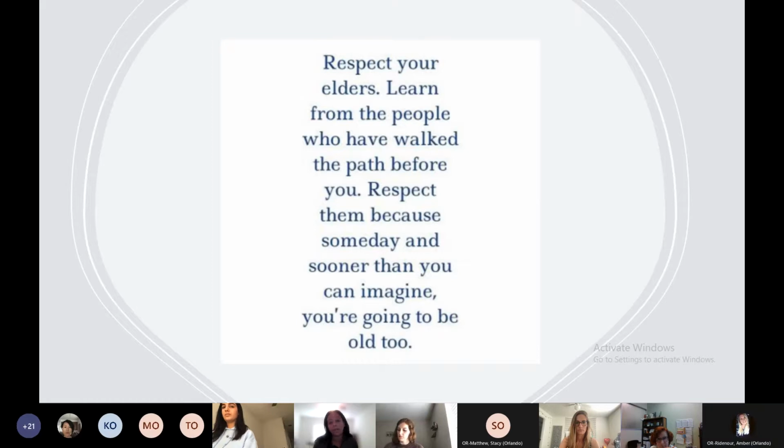And then this is just a quote that we found: respect your elders, learn from the people who have walked the path before you, respect them because someday, and sooner than you can imagine, you're going to be old too.